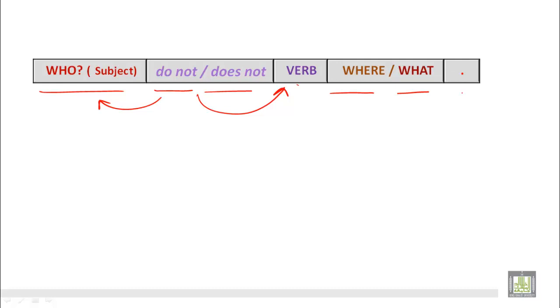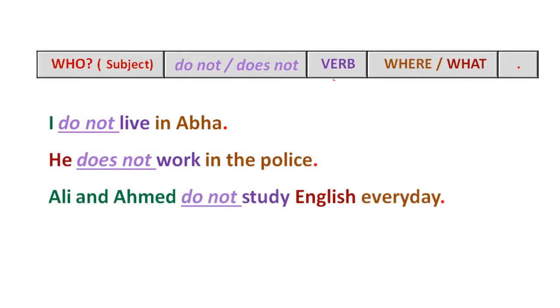Let us see some examples and it will be very clear to you how to make negative sentences in the present tense. Here are some examples. The first one you can see: I do not live in Abha. Here we find the subject I, which is first person singular. So to make a negative sentence we have to use do not in front of the base form of the verb. And here is also information about where, in Abha. I do not live in Abha.